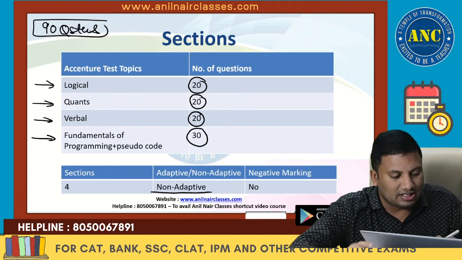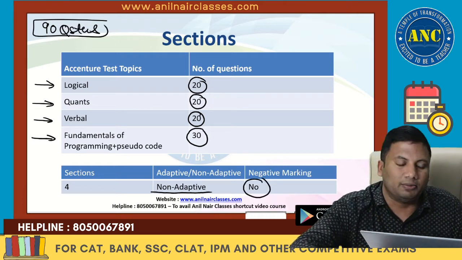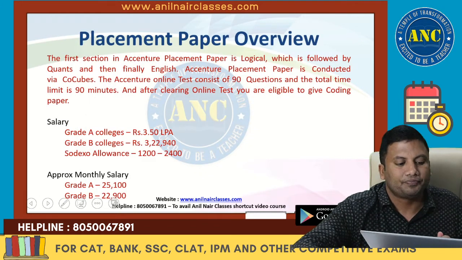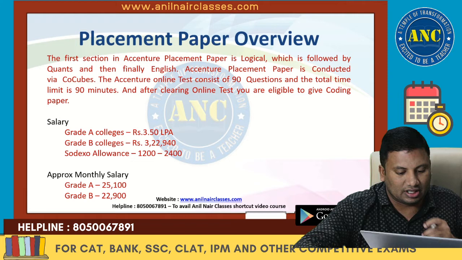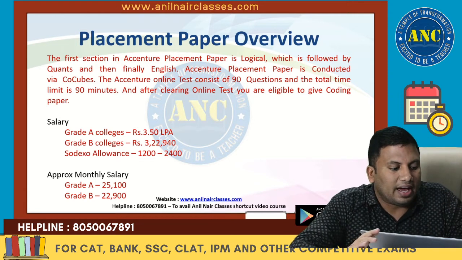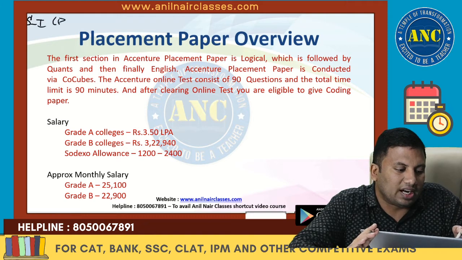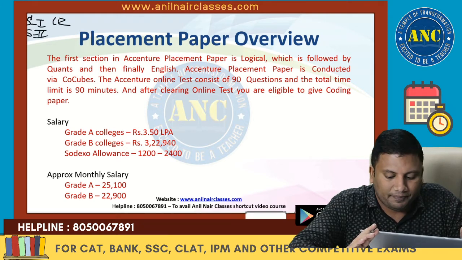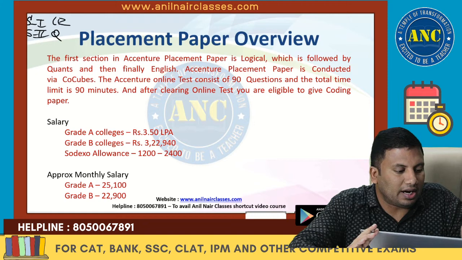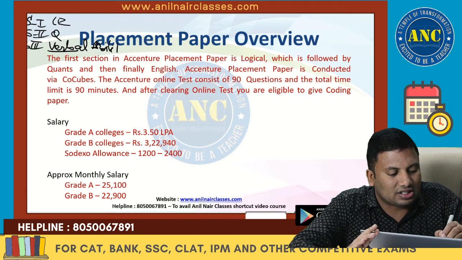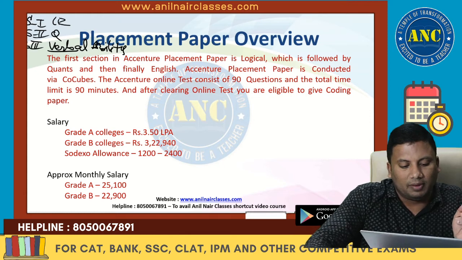Now, is there a negative marking? There is no negative marking. Total number of sections are 4. Now let us go in detail. Generally Accenture conducts the written test where section 1 will be logical reasoning, section 2 will be quant, and section 3 will be verbal ability. This is the sequence in which the paper will come. First will be logical reasoning, next is quantitative aptitude, third will be verbal ability.